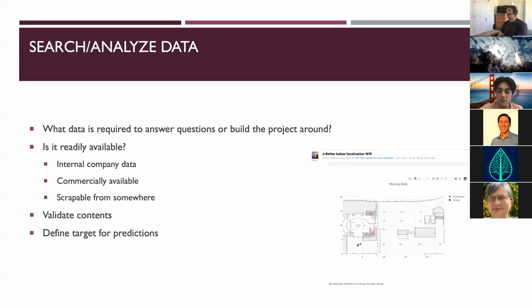So once you've defined all of those goals, you have to search for data and figure out what is relevant, what is required to actually do what you're trying to do. And you have to look, is it something that we already have a hold of? Is it something that we have in our company databases? Is it commercially available? Can we just purchase something that might be useful to us? Is it something that we can scrape easily off the internet?